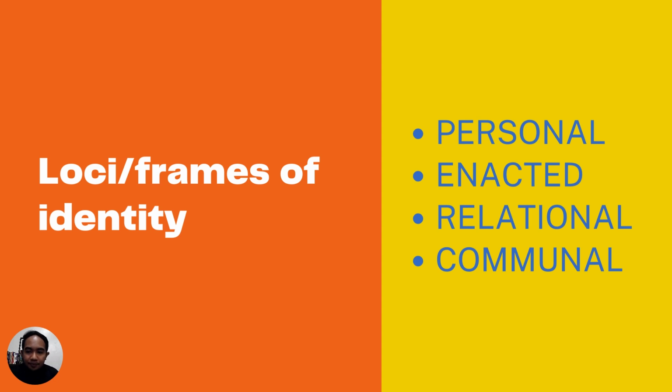The next is the enacted frame. The enacted frame is more on performativity. It's more on our outward expressions of ourselves, or the performance and outward expressions of our identity. So here, our identity is framed or based on how we formulate messages to express our identity. So anything that you do, maybe people would identify you based on your mannerisms, or your tone, or what you do in life. Those belong in the enacted frame of identity.